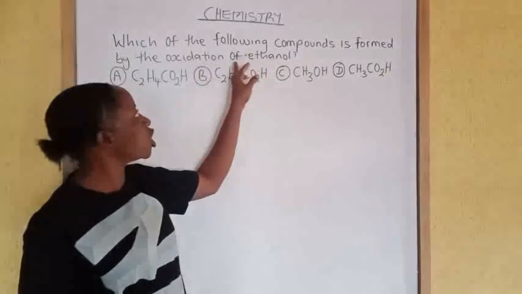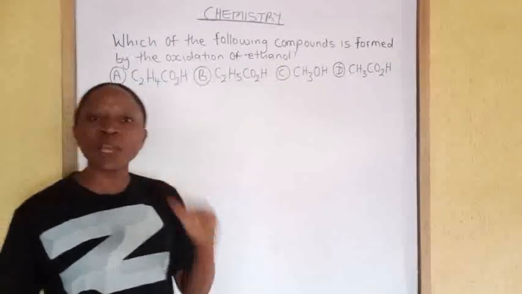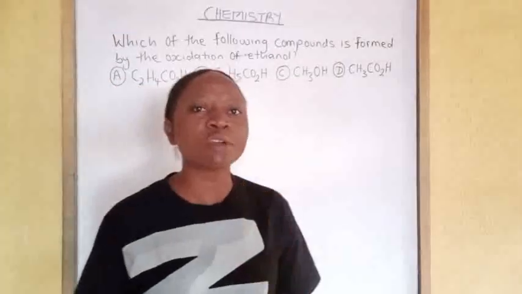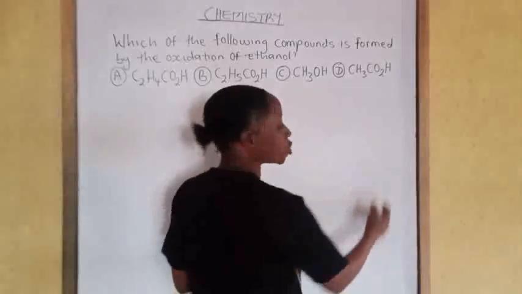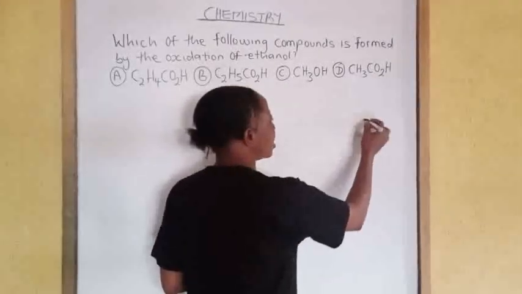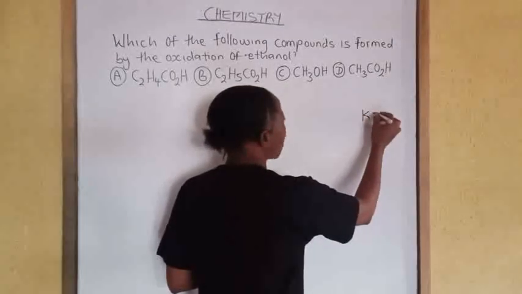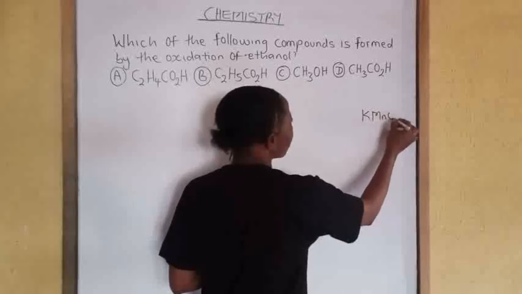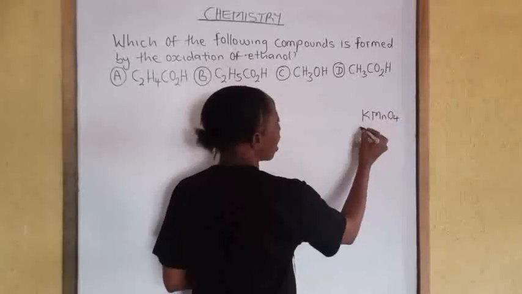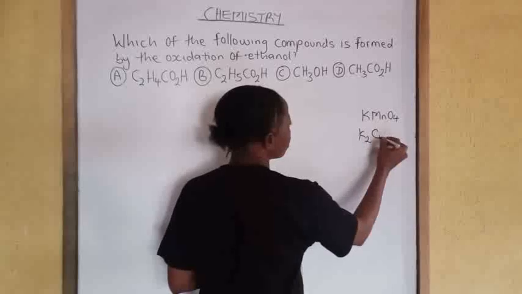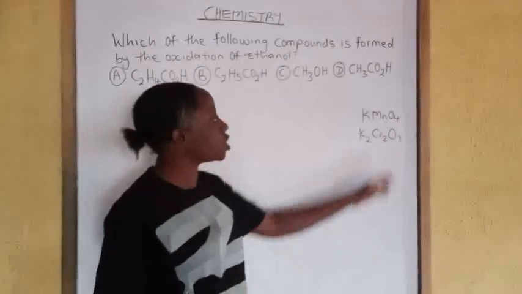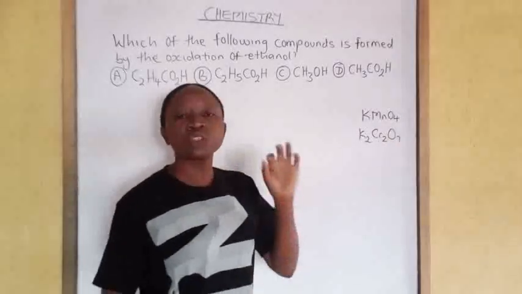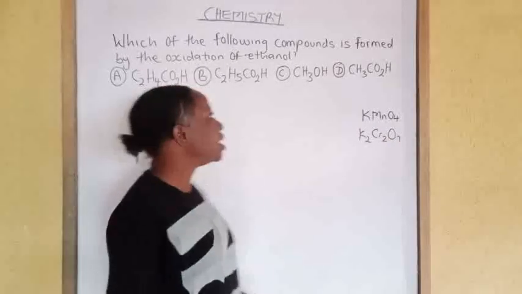Then oxidation of ethanol will take place in the presence of strong oxidizing agents. So let me give you examples of common strong oxidizing agents. We have potassium permanganate, which is KMnO4. Then we have potassium dichromate, which is K2Cr2O7. So these two compounds are strong oxidizing agents.